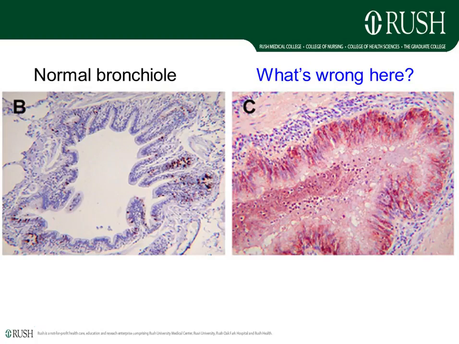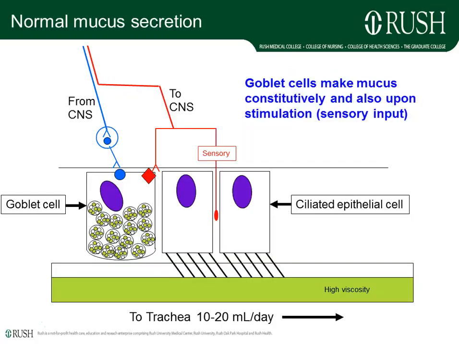So here's an image of a normal bronchiole on the left and a not so normal bronchiole on the right. What's wrong here? Well, the airway is not patent. It's full of something, and in fact, it's full of mucus. And you can also see some cells that have joined into that exudate, probably from desquamation across the epithelial surface.